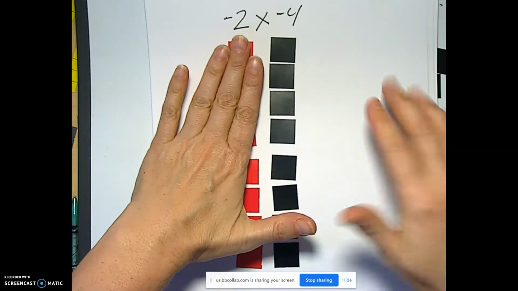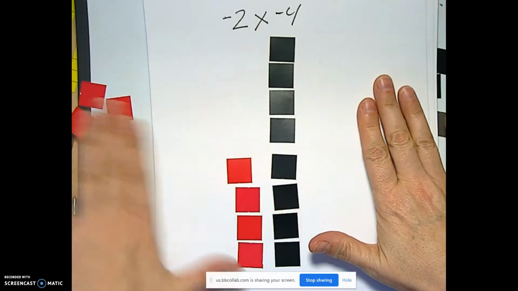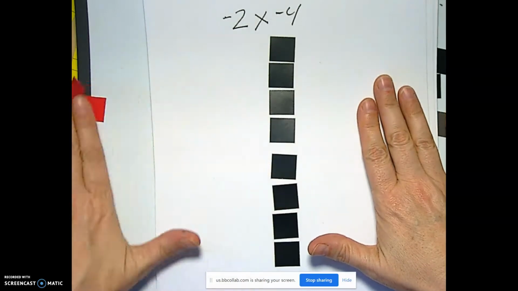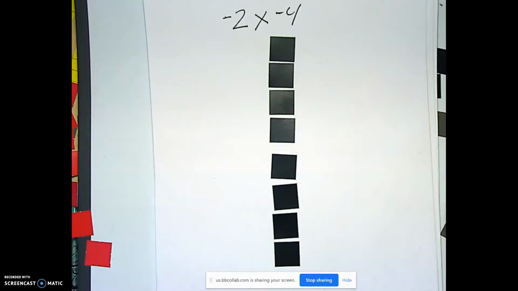So we can take away two groups of -4. One group of -4, gone. Another group of -4, gone. It's like you didn't exist. And we end up with what? 8, just a positive 8.